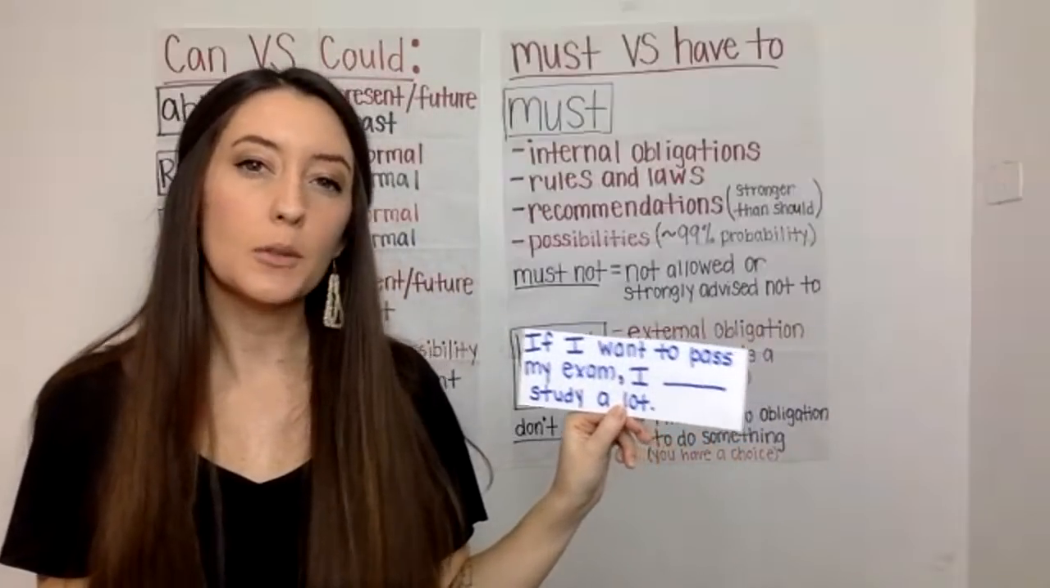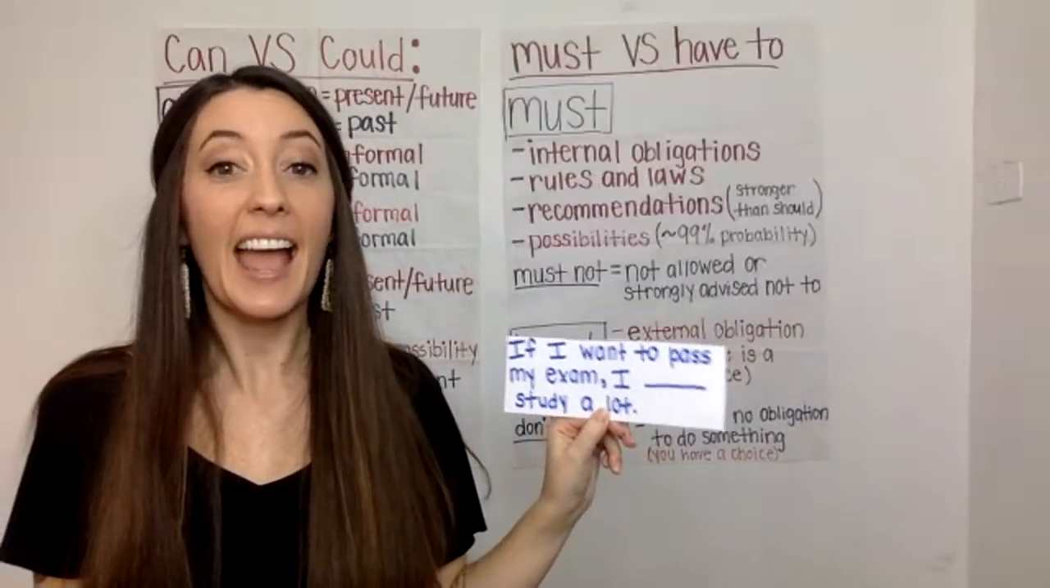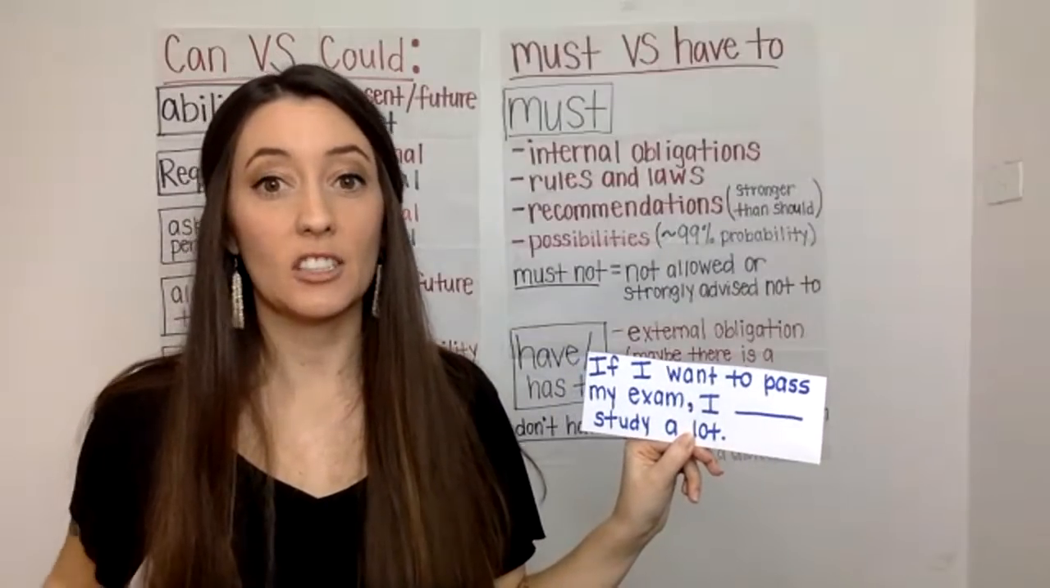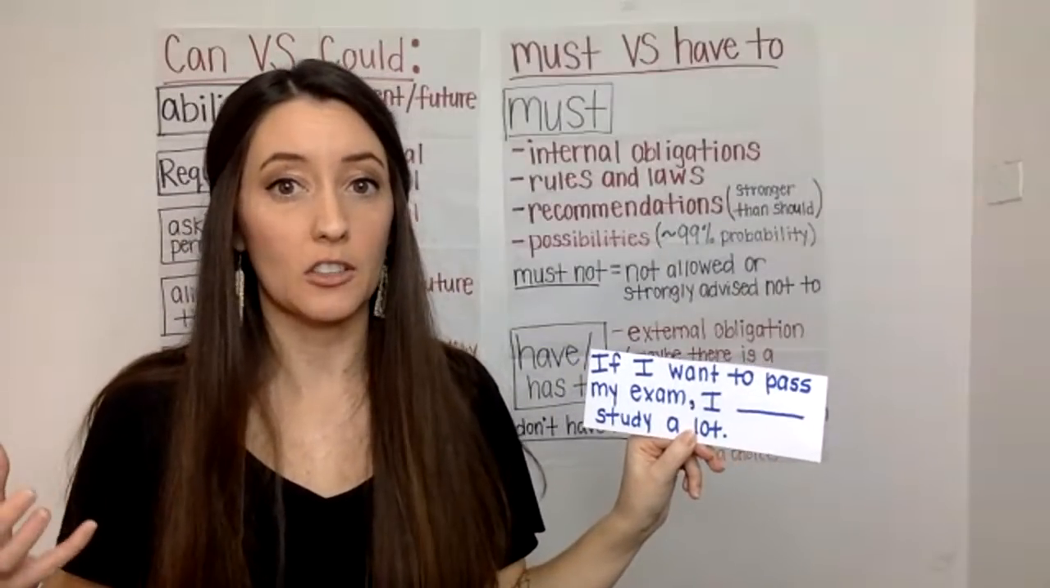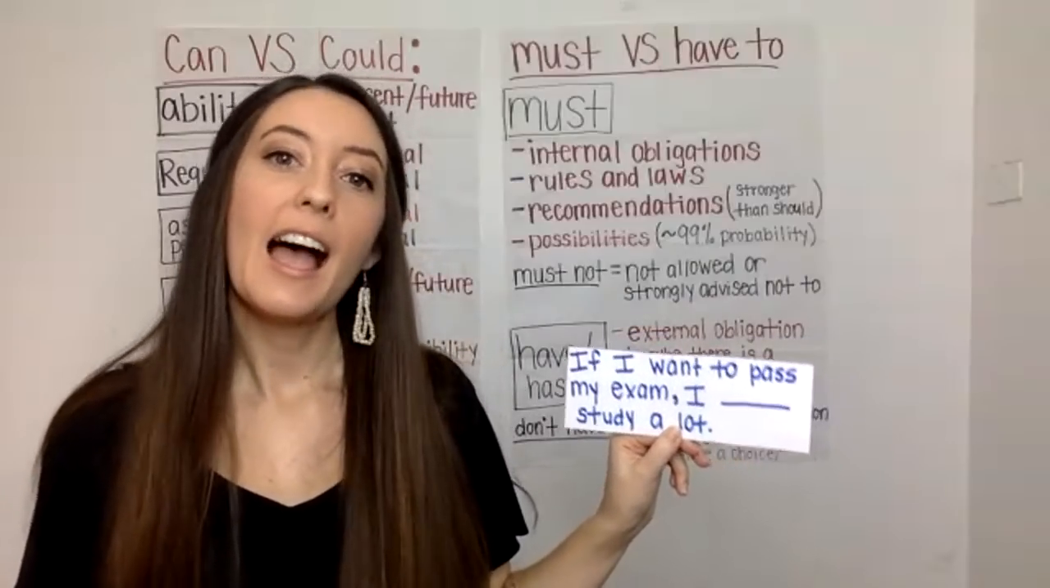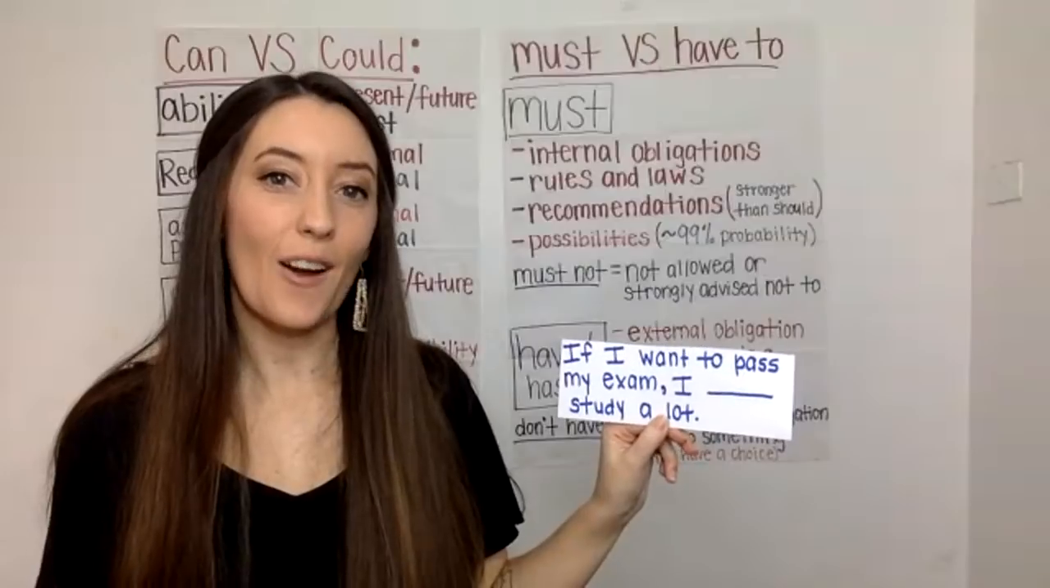Why did I choose have to in this case? Because it's an external obligation, okay? So the external obligation is that you want to make a good grade in your class. You want to pass the class so that you can graduate. However, must is also correct.